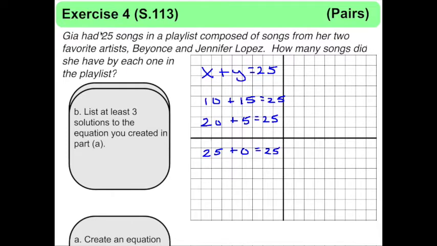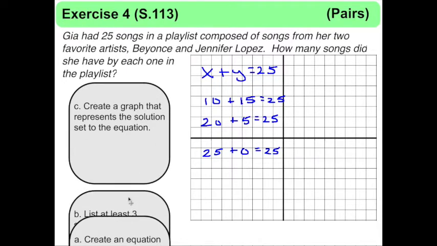Now, the question to think about here is in part C, when we create a graph to represent the solution, it's not so much in the graph or the design, but the question is, what would this graph look like? In other words, the teacher is encouraging the student to think, can I have 25 and a half Beyonce songs? Well, I shouldn't say 25 and a half, but let's just say, can I have 15.5 songs of one plus 14.5 songs of another?